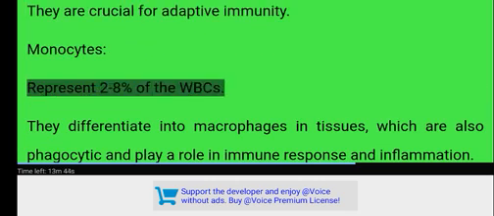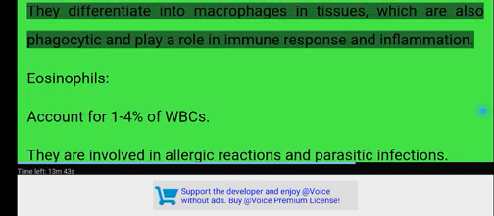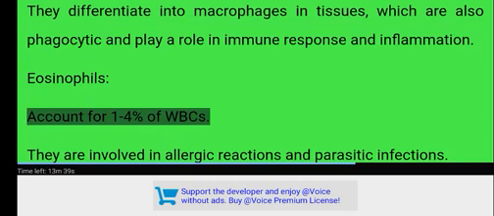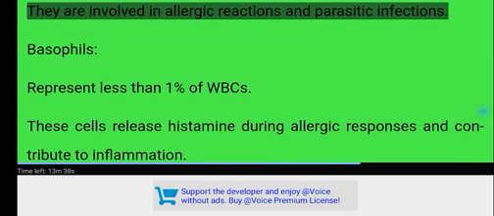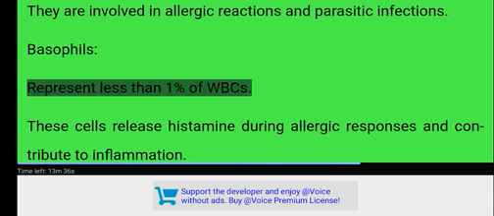Monocytes represent 2-8% of the WBCs. They differentiate into macrophages in tissues, which are also phagocytic and play a role in immune response and inflammation. Eosinophils account for 1-4% of WBCs. They are involved in allergic reactions and parasitic infections. Basophils represent less than 1% of WBCs.